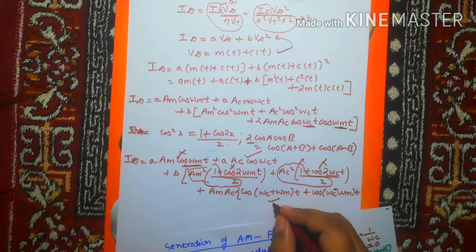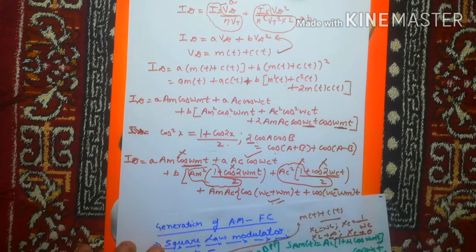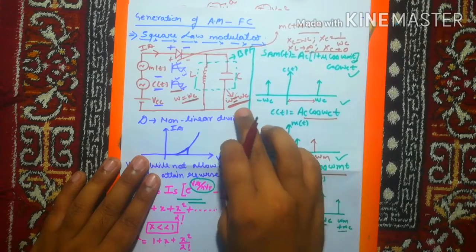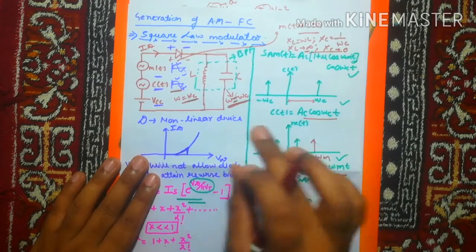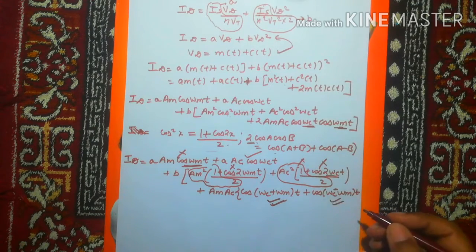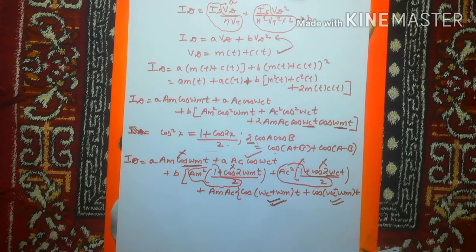Is the term omega c plus omega m passed? Yes, it is close to omega c. I have said that we are tuning the band pass filter such that it can pass a frequency nearer to omega c. So yes, this term gets passed through the band pass filter. Does omega c minus omega m get passed through? Yes, this also gets passed through because it is nearer to the carrier frequency.